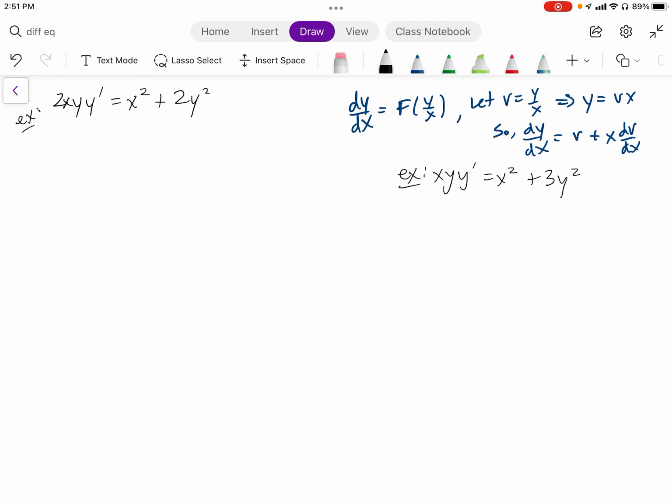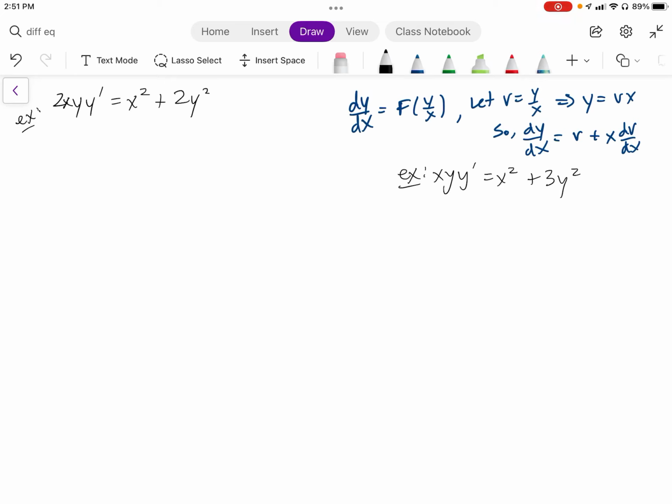So the first thing is to check, can you get it in that form? If so, then you make another substitution. We let v equal y over x, which I wrote to the right in blue. And that leads us to a few things.